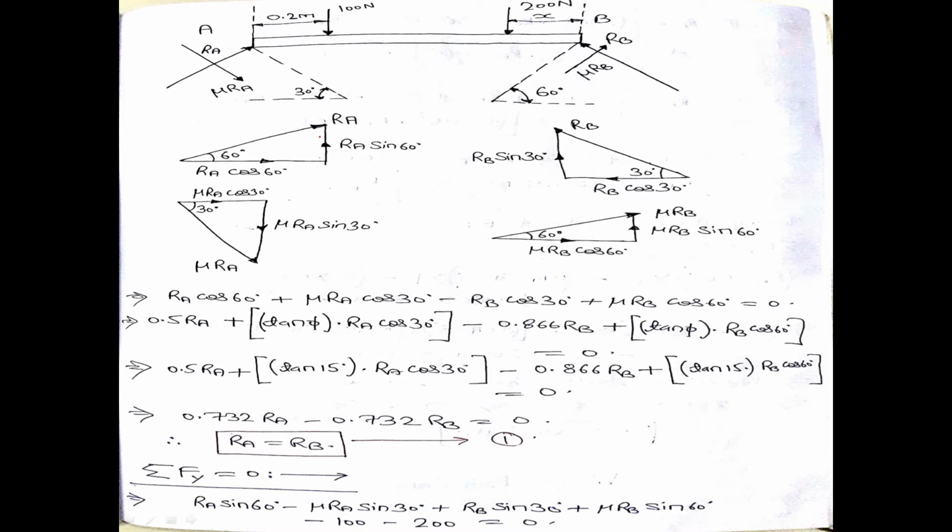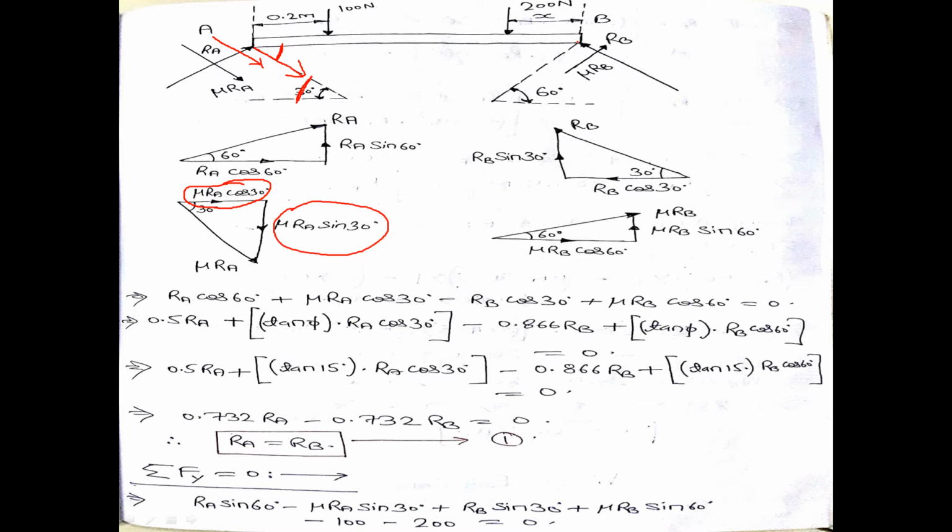So similarly, we are done with the components of RA and RB, but we are left with the components of the frictional forces mu RA and mu RB. See, mu RA is in this direction. If this angle is 30 degrees, then by geometry this angle is also 30 degrees. That means mu RA will have two components: one is mu RA cos 30, another is mu RA sin 30.